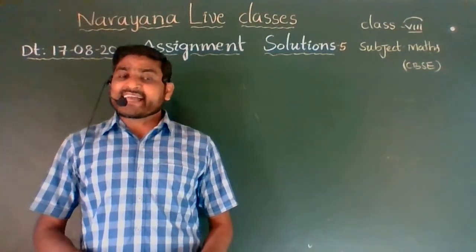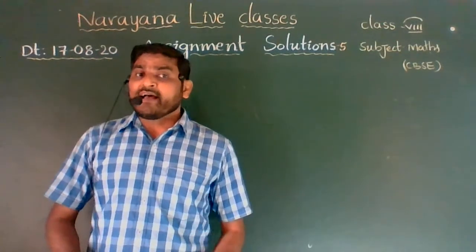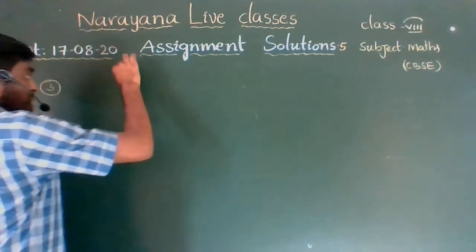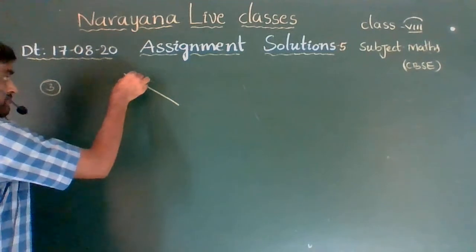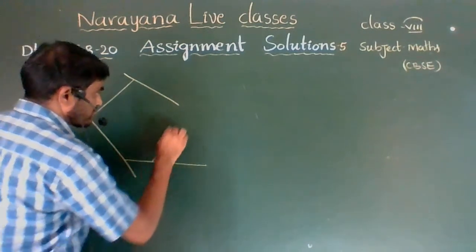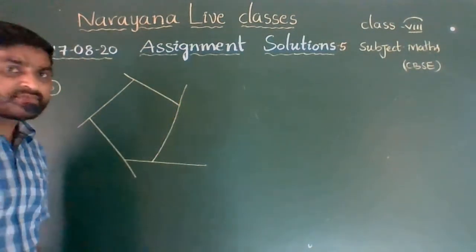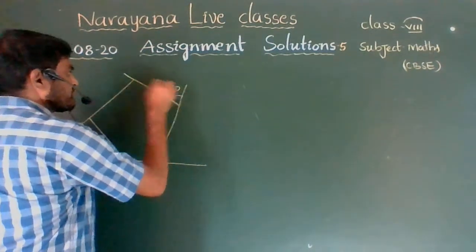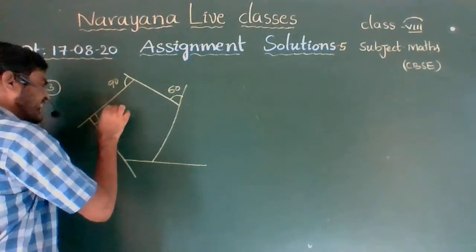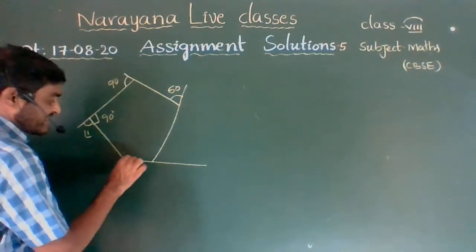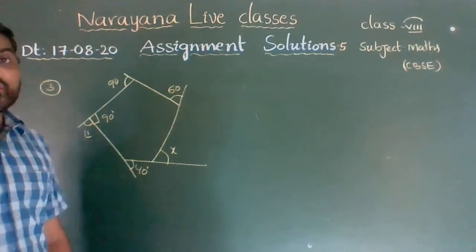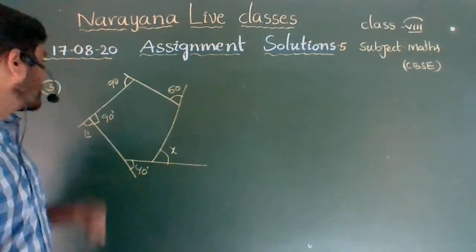Here in the third question, one diagram is given. We need to find the missing angle. This angle is 60 degrees. This exterior angle is 90. This interior angle is given as 90. This one is given as angle 1. And this exterior angle is given as 40 degrees. And this is the x. We need to find the value of x in the following figure.